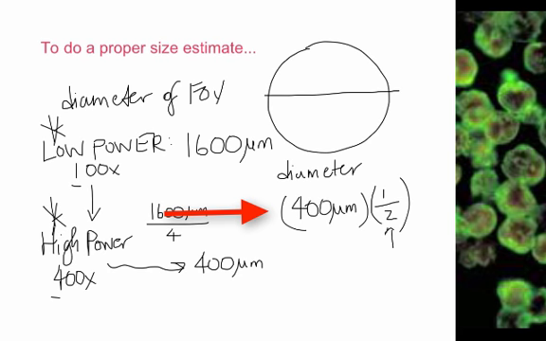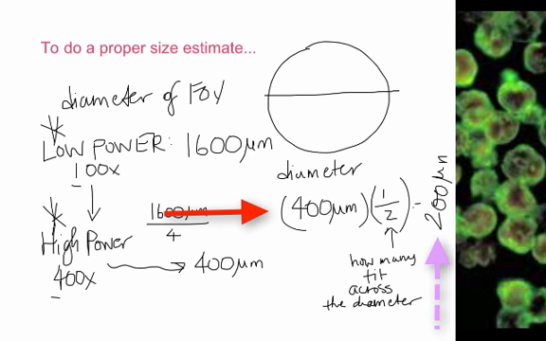So this number here is important because that's how many fit across. So if I take 400 and I multiply it by 1 out of 2, or 1/2, that means the size of my amoeba, I'm kind of running out of space, so I'm going to have to do it sideways here. The size of my amoeba was 200 micrometers. Okay? And I would add that to the little bracket I had put back there. All right? So that's how you do a size estimate.